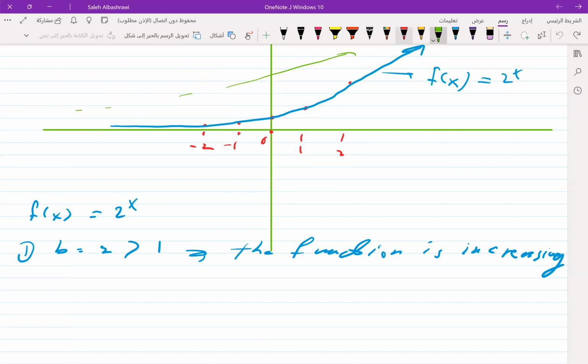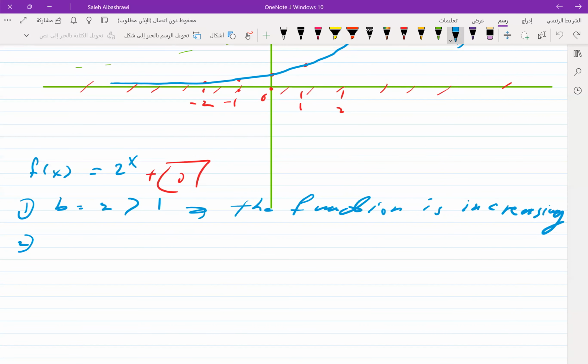Second point, I have this function f of x is 2 to the power x plus, there is nothing there. It means 0. This 0 means the graph of the function will not intersect with the x-axis. It will approach the x-axis, but it will never intersect with it. We call this the horizontal asymptote. It means it is the line that the graph of the function approaches, but will not intersect with. So we say horizontal asymptote.